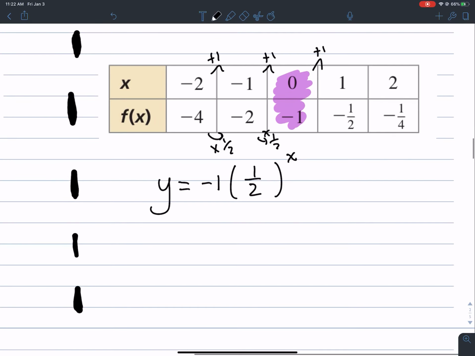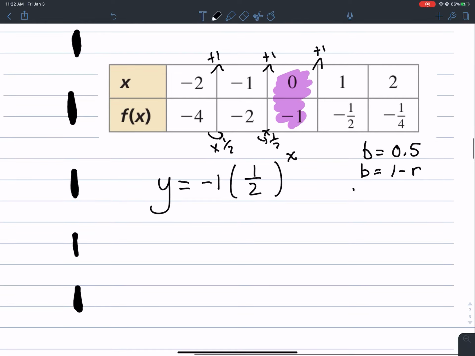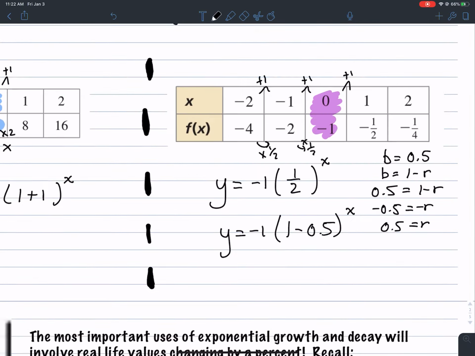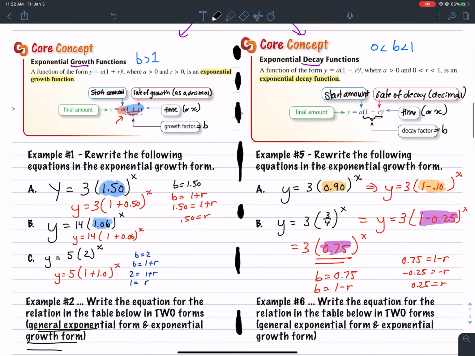So if I had to write that in exponential decay, I know my b value is 1/2, which I'm going to write as 0.5. But I know in exponential decay, I have to rewrite the b value as 1 minus r. So if I know b is 0.5, by subtracting 1 and then dividing by the negative, I know that my r value is 0.5. So I could write this as y equals -1 and then 1 minus 0.5 to the power of x. So again, that's just the nuts and bolts of knowing what the form is.